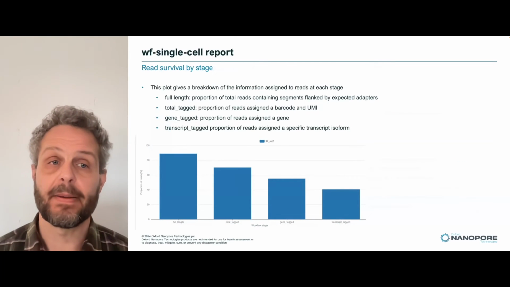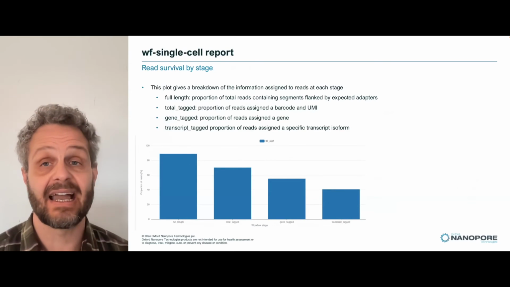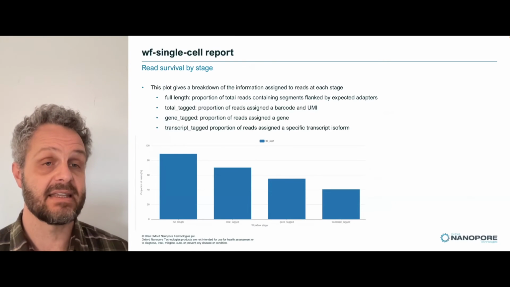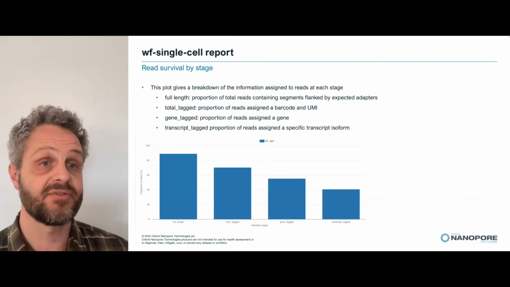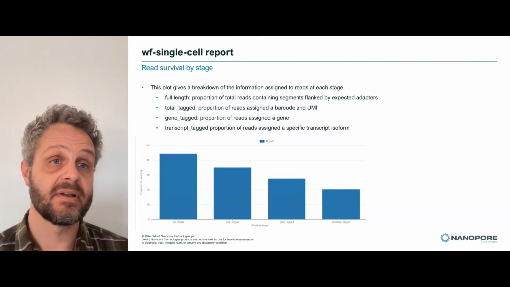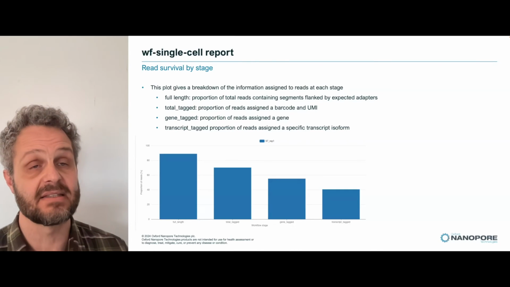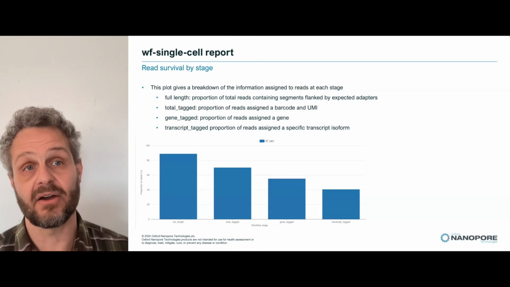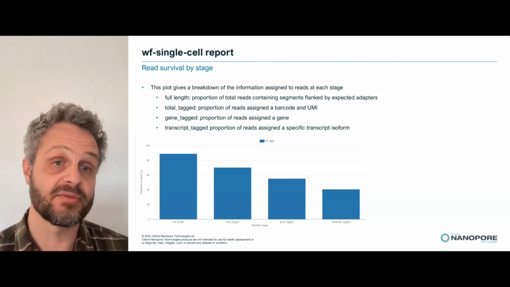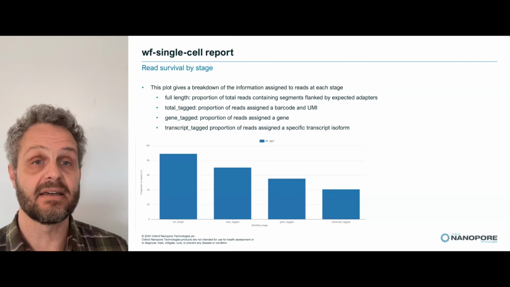Next, we have a plot which summarizes the proportions of reads that are assigned different information. So we see the proportions of reads that are assigned as full length, and the proportions of reads that are assigned what says total tagged in this instance. Total tagged just means the number of reads that were able to be assigned a valid barcode. And then we've got the proportion of total reads that were able to be assigned a gene and a transcript isoform.